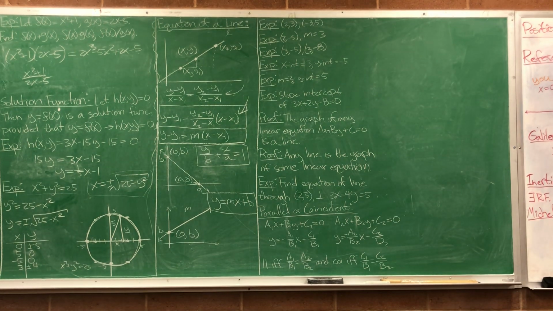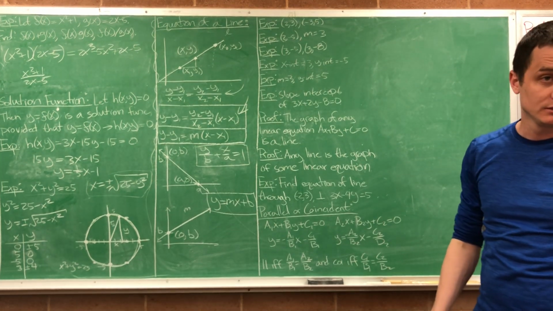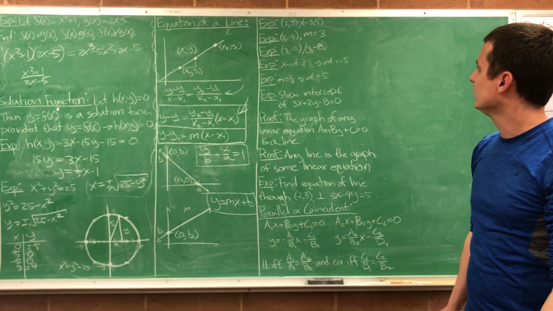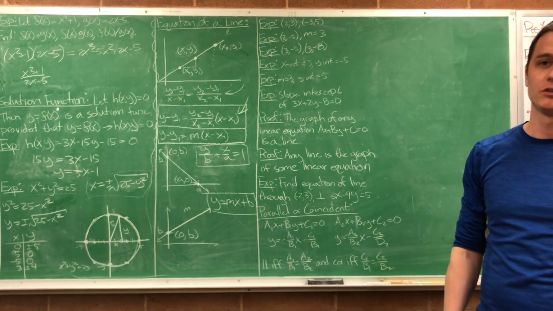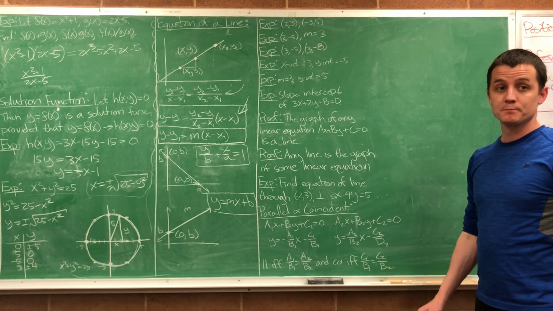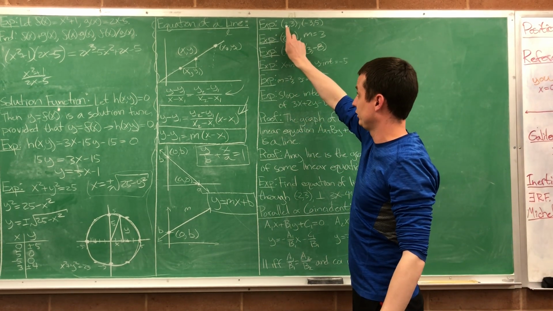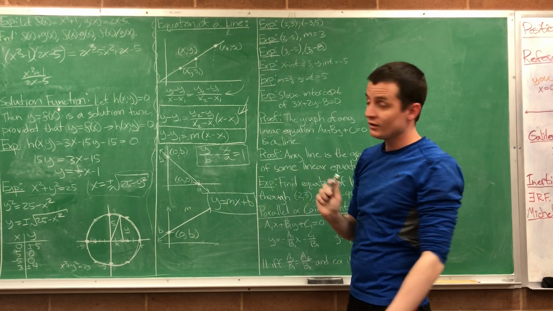Okay. So now, let's do a bunch of examples. Our job is to graph lines. I think. No, our job is to come up with equations for lines. And that's what I think we're supposed to do in each of these examples. So example 1 is find the equation of a line that passes through the points (2, 3) and (-3, 5).